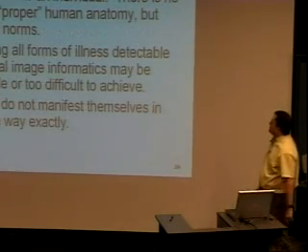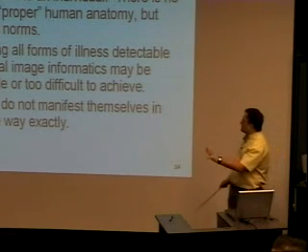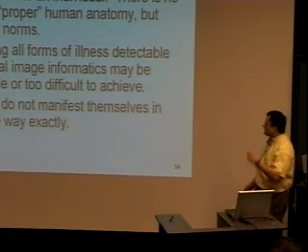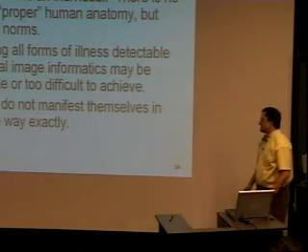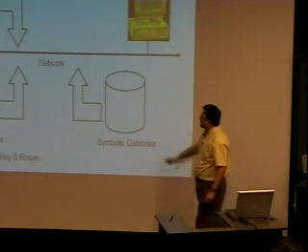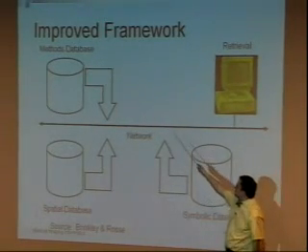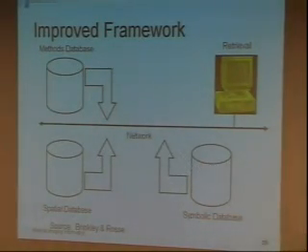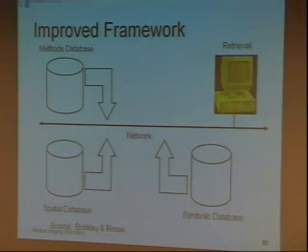Every person is an individual, and there is no right or proper human anatomy, but there's a range of norms. Classifying all forms of illness detectable by medical image informatics may be impossible or too difficult to achieve, and illnesses do not always manifest themselves in exactly the same way. To me, this is the improved framework. I've removed the first three terminals, and I've retained the retrieval, but I've put in the methods database, which you'll recall is what I think of as the state of the art in image processing. The methods database, the spatial database, and the symbolic database, they all mediate together for the appropriate retrieval.